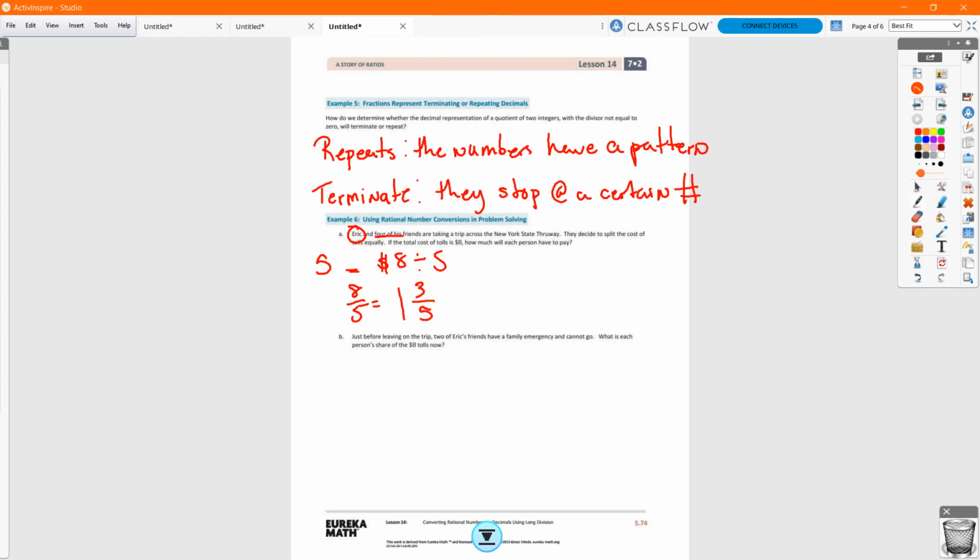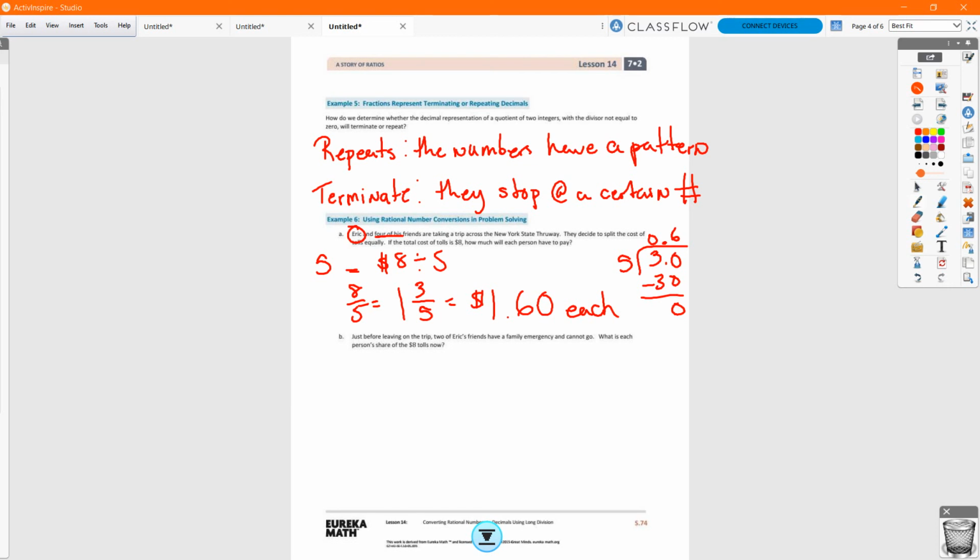Now, I know that means each person's going to have to pay at least $1, but $1 in what? So we do 3 divided by 5. 5 cannot go into 3, so that's a 0. We add our decimals, both at the top and the bottom. Make that a 30. 5 can go into 30 6 times. 6 times 5 is 30. 30 minus 30 is 0, so it's got to be $1.60 each.